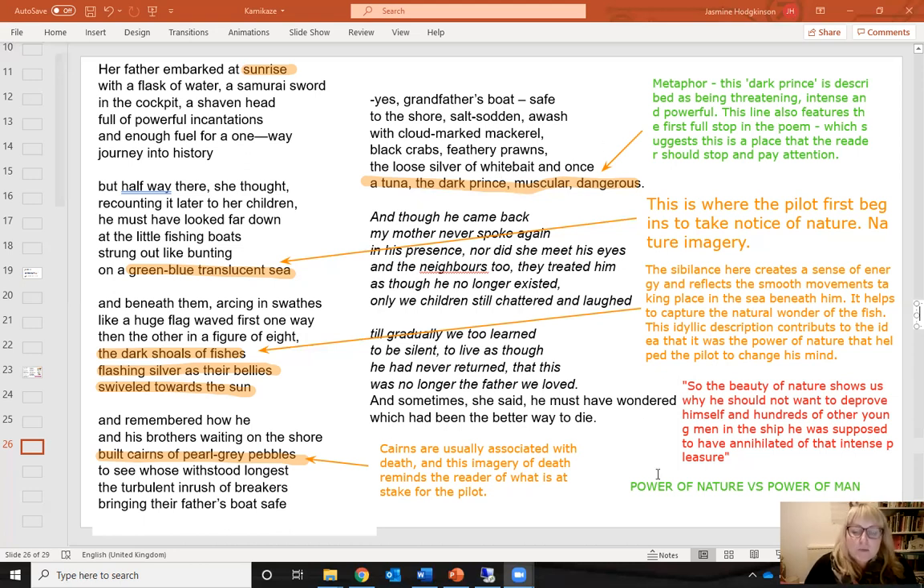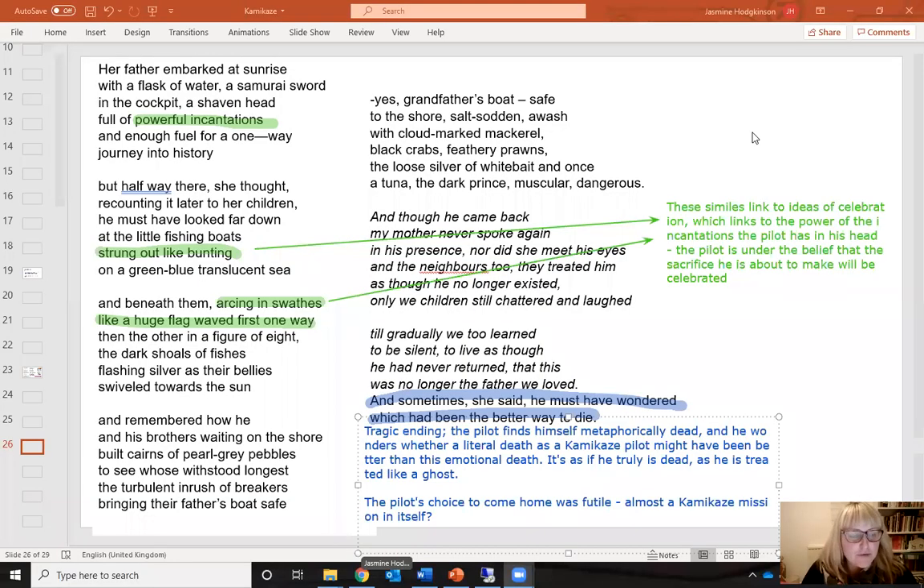Okay, and again, this is why this natural imagery that features in the poem is really important, because it is kind of showing that power of man versus the power of nature. And in essence, nature is winning. It's nature that helps to convince the pilot to turn around and not go and complete his mission as he originally planned.